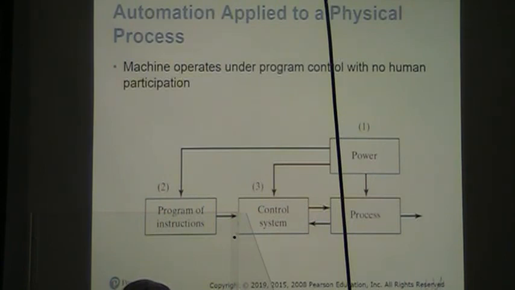All right, so we saw this diagram before where we have a machine operating under a program control. There's no human participation, right? So we have our power that feeds into the program of instructions, that feeds into the control system. There's feedback back and forth with the process. And then we have the process output. Strangely enough, we don't seem to have a process input in this schema.